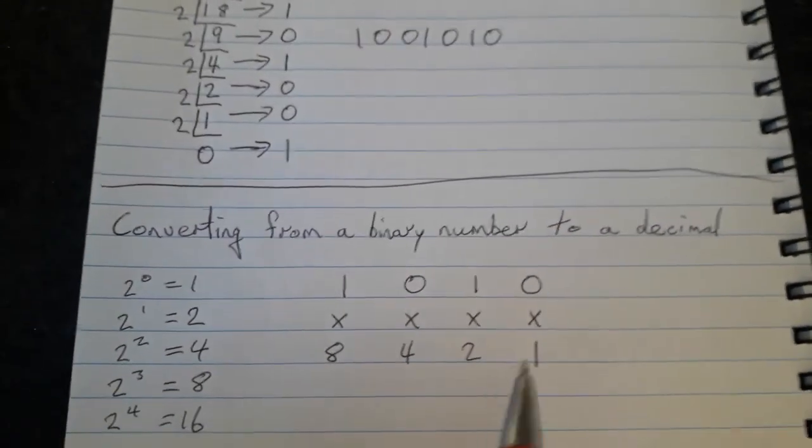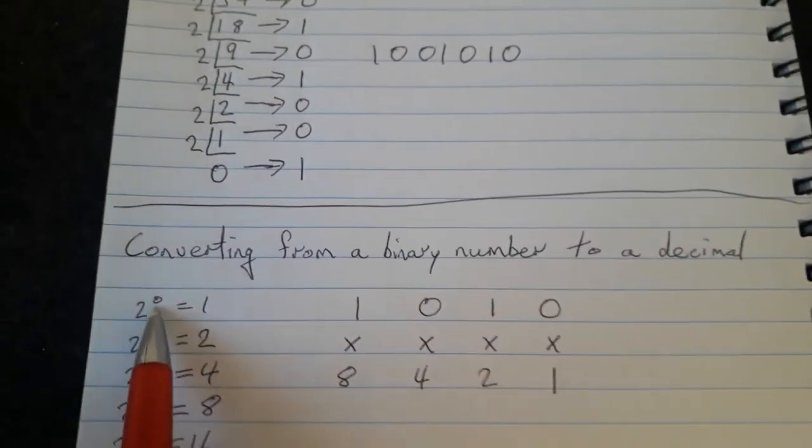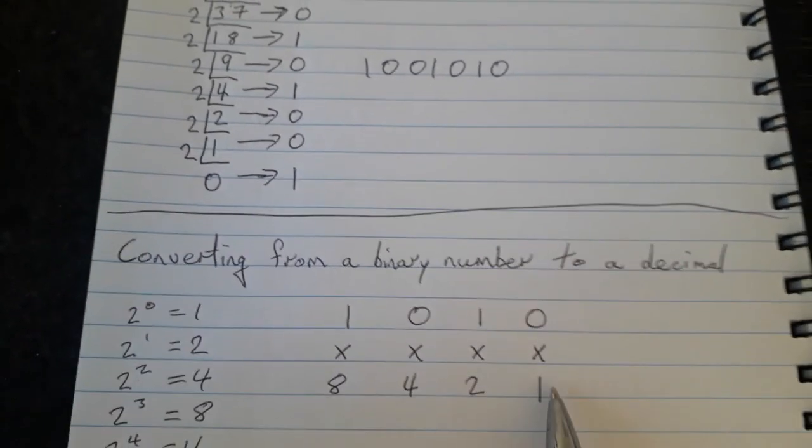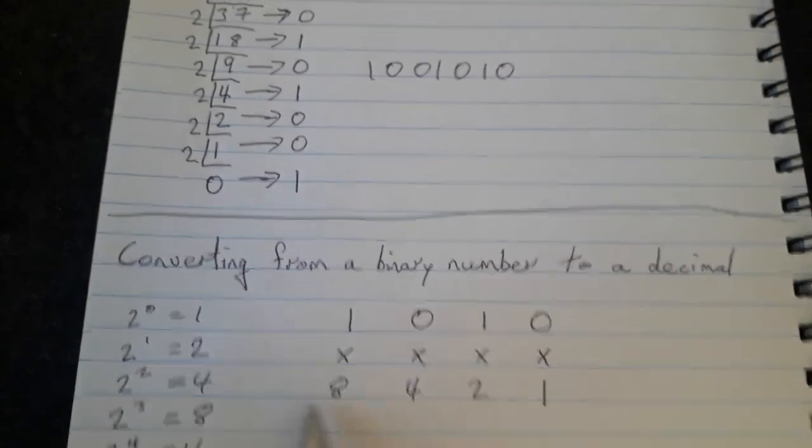Now, be careful when doing this. You always start at 2 to the power of 0, not 2 to the power of 1. And you start from the right-hand side instead of the left, going this way.